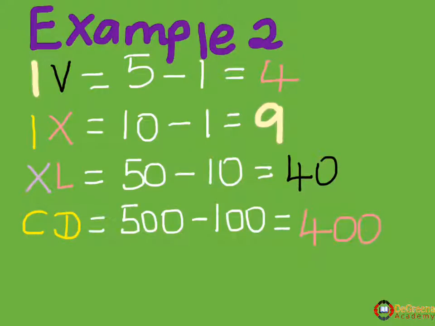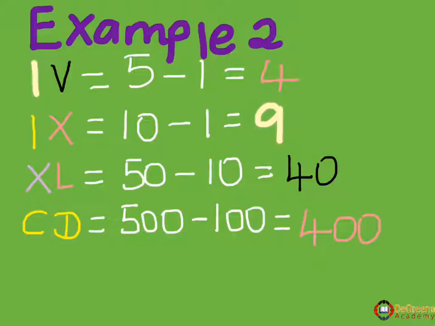The next example is XL. X represents 10 and L represents 50. So you're going to have 50 minus 10, which gives us 40. The next example is CD. D represents 500, while C represents the number 100. Since C is placed to the left of D and C is smaller than D, we have 500 minus 100, that gives us 400.